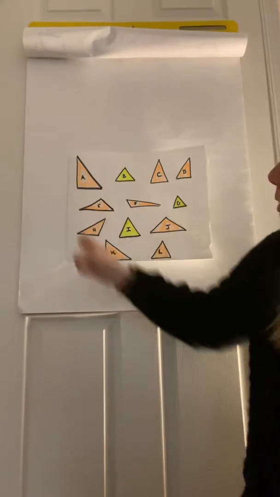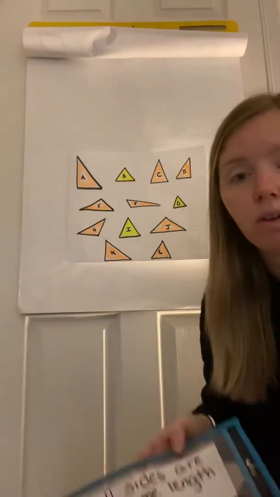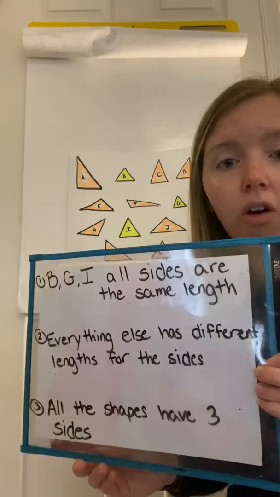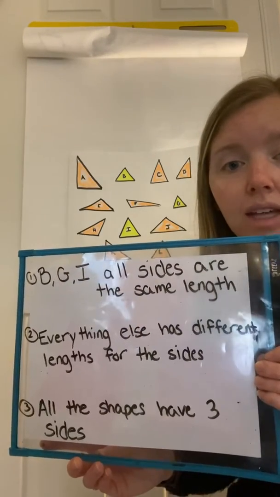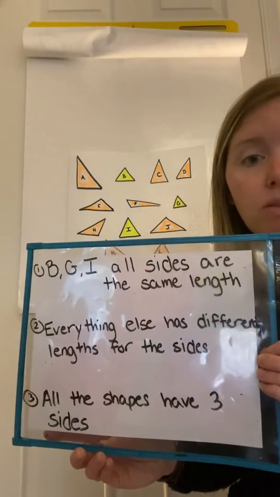One thing that is similar about all the shapes in this group, though, is that they all have 3 sides. So again, B, G, and I are all shapes that have sides that are the same length. Everything else has different lengths for the sides, but all of these shapes have 3 sides.